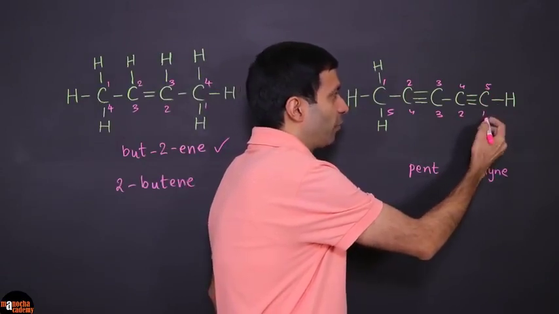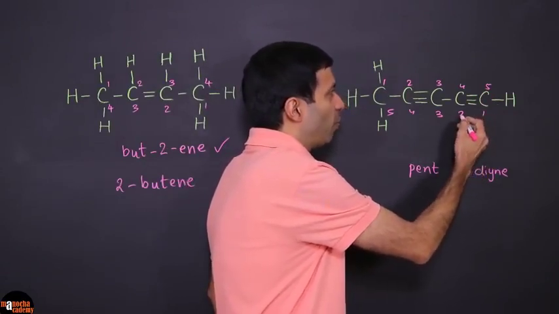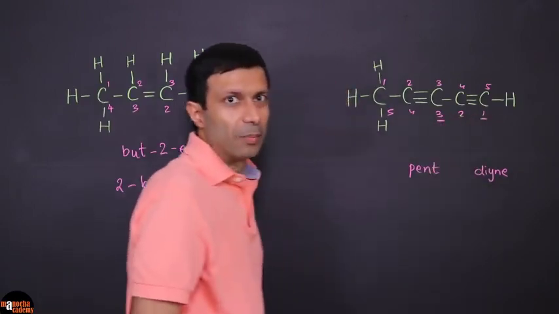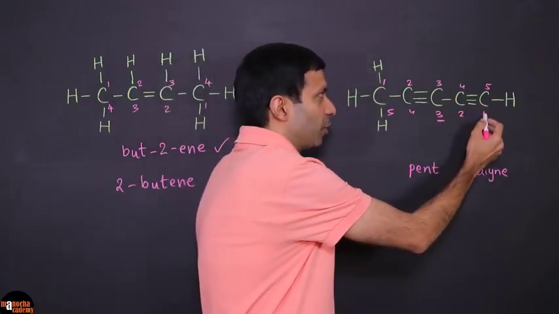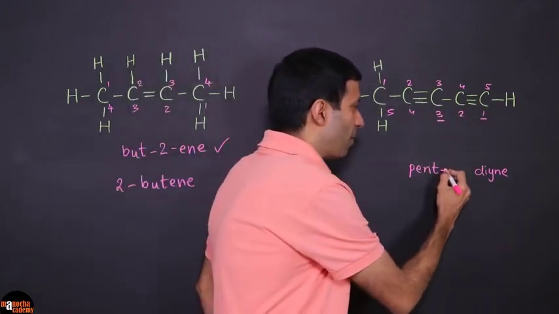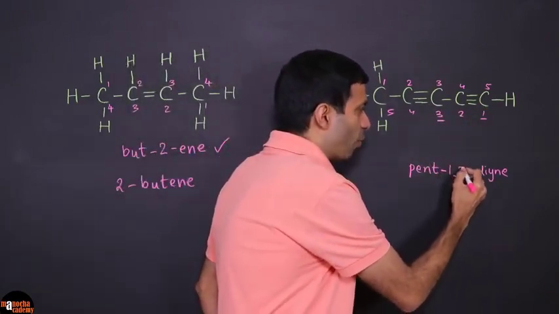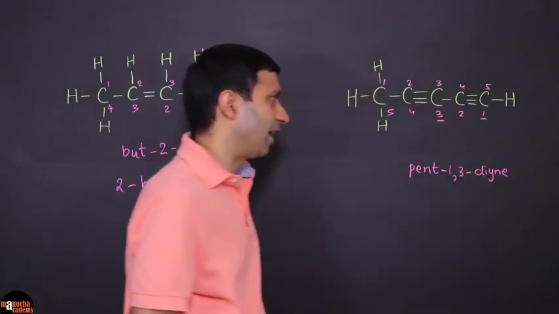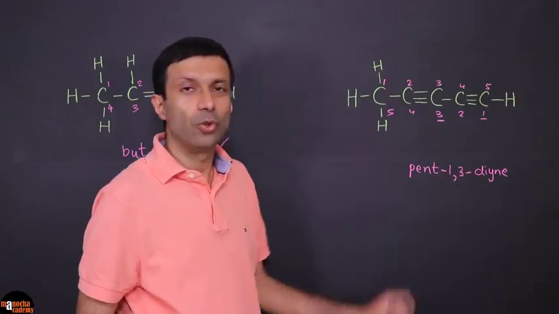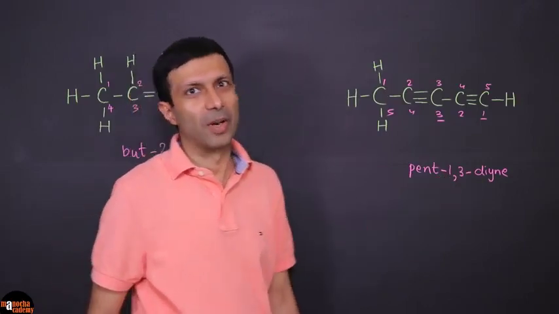So we'll start counting from here. So the triple bond is between 1 and 2 and 3 and 4. So we'll use these position numbers because we are saying the triple bond is at position 1 and position 3. So the name is going to be pent-1,3-diyne. And again, between the letter and the number, there's a dash, and between 2 numbers, there's a comma in here.